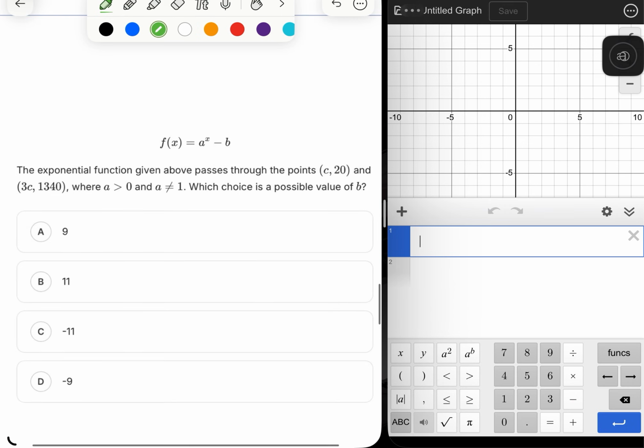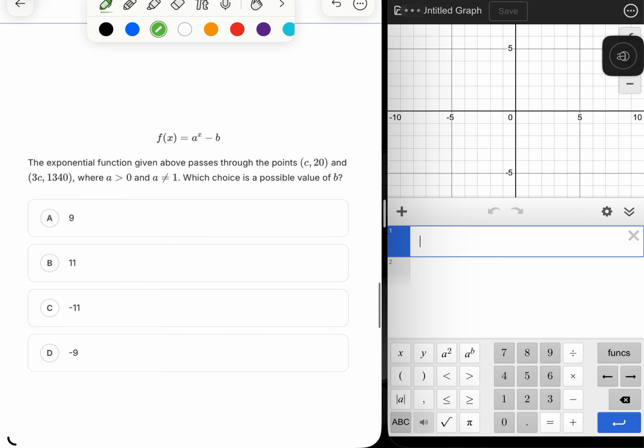Okay, so here we have an exponential function f of x, and it passes through the points (c, 20) and (3c, 1340), where a is a positive number and it's not equal to 1. Which choice is a possible value of b?